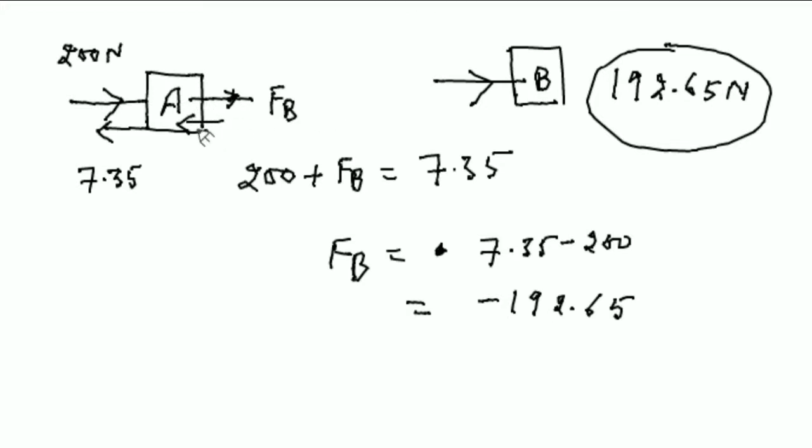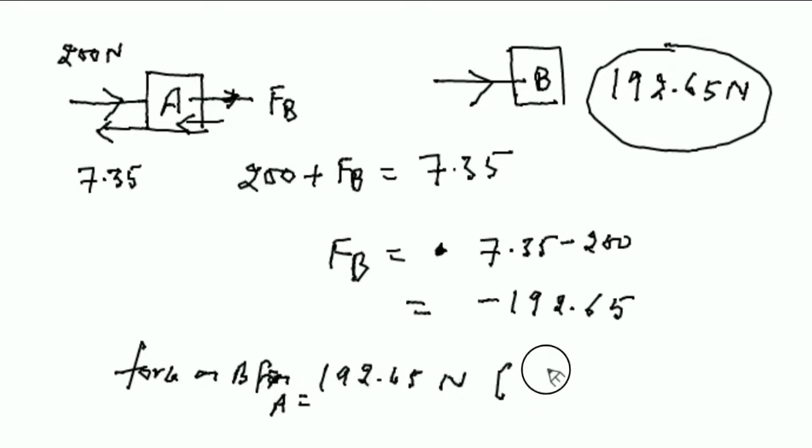So the force on A due to B will be in this direction, and according to Newton's third law or contact force, you just apply the equal and opposite force on B. So here the force on B from A is equal to 192.65 Newton in the right direction, okay.